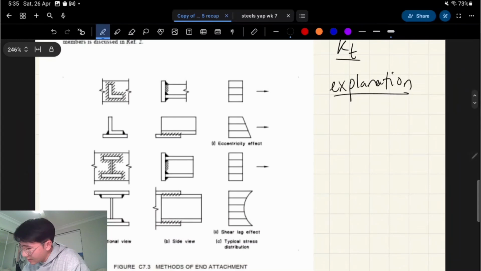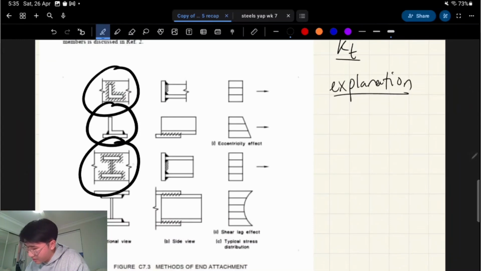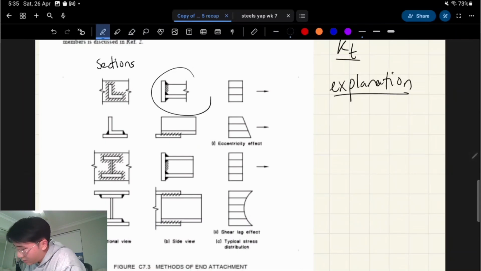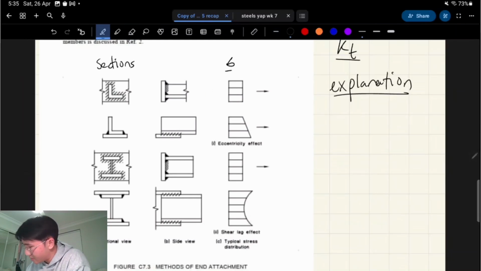So here's looking at the section as a cross section. These are just various examples. So this one's like an equal angle being welded onto another member, for example, a plate. Here's what it would look like side on in elevation view. And here's what the stress distribution looks like, right? So this is uniform and it's in tension, right?